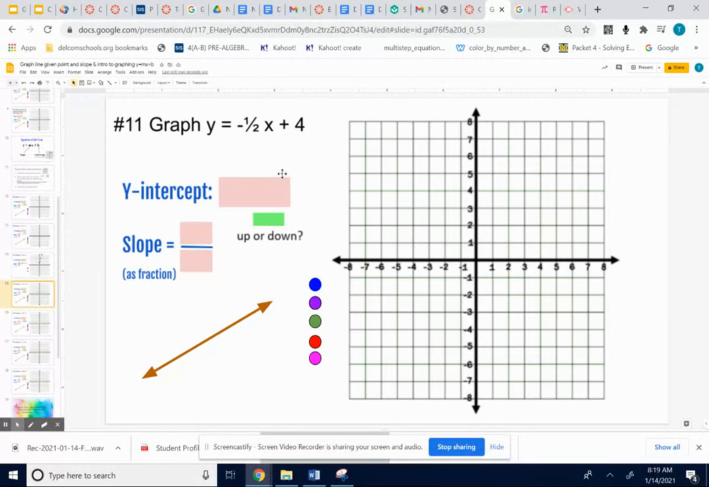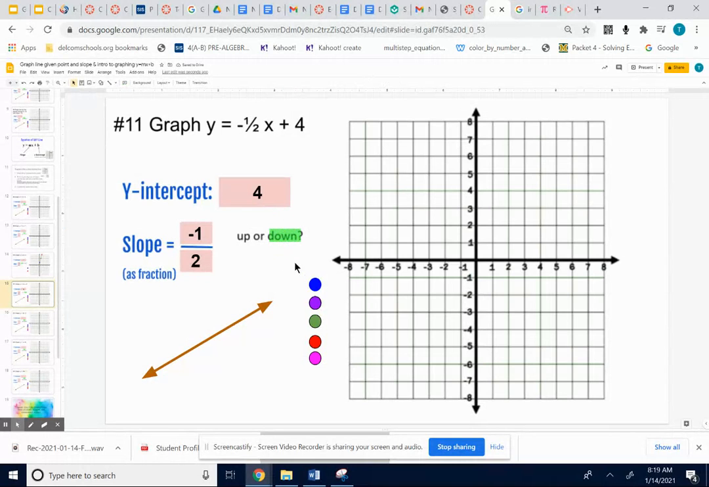Okay, problem 11. Look at the number at the end of the equation, y equals negative 1/2 x plus 4. The number at the end is a positive 4. The slope is a negative 1 over 2. And that negative 1 over 2 is telling me to go down 1 over 2.